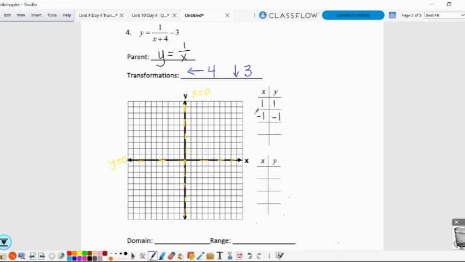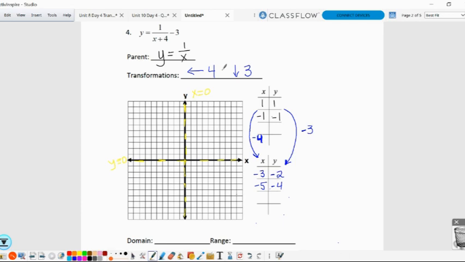Because we're going to the left 4, our new x coordinates would be found by subtracting 4 from where we originally were. 1 minus 4 would give us negative 3. Negative 1 minus 4 would give us negative 5. For our y values, that's a vertical change. We're going down by 3, so we can find our new y coordinates by subtracting 3. 1 minus 3 would be negative 2, and negative 1 minus 3 is negative 4. So we have our two new corner points.